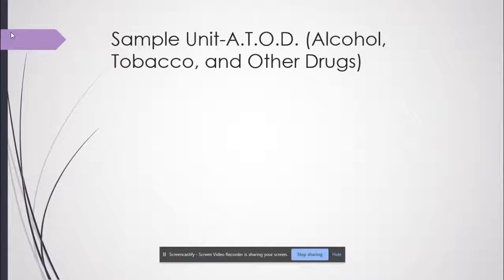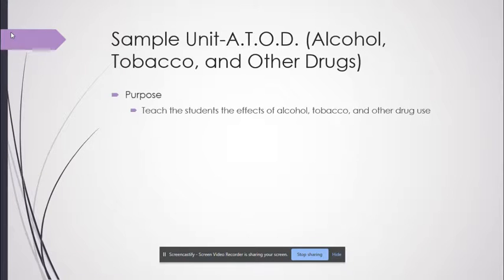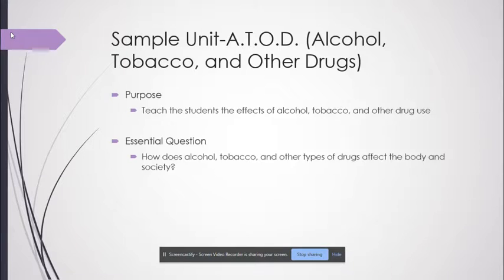Sample unit. This is a unit from my alcohol, tobacco, and drug unit. The purpose of this unit is to teach the students the effects of alcohol, tobacco, and other drugs. The essential question, which is the question the students are working towards, is: how does alcohol, tobacco, and other types of drugs affect the body and society?